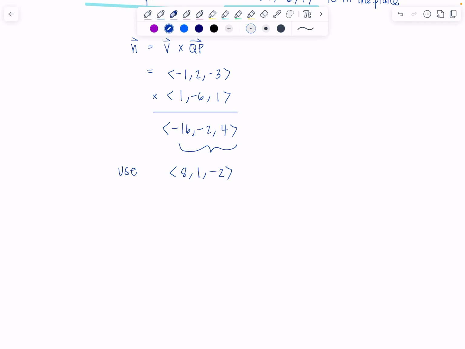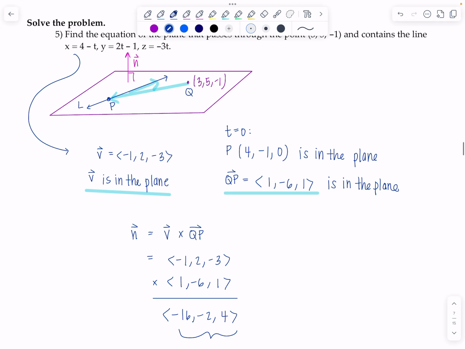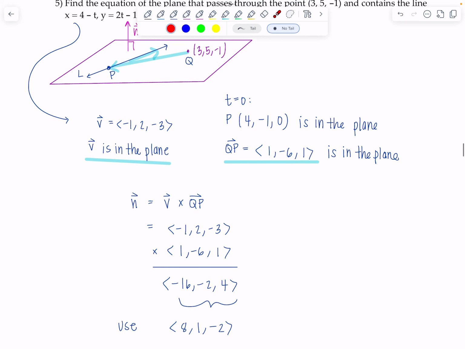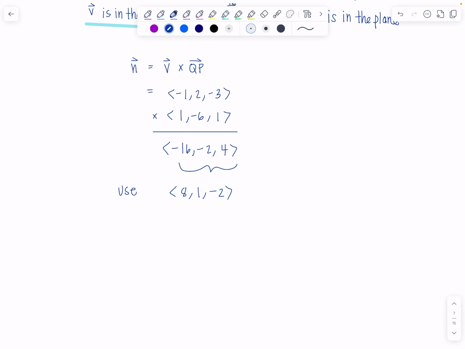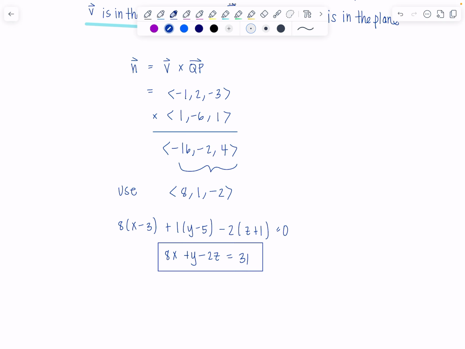So that's my normal. I need a point on the plane to write the equation. You can use this one. You can use this one. Have at it. I'll use the one they gave me. So 8 times (x - 3) plus 1 times (y - 5) minus 2 times (z + 1) is 0. So you end up with 8x + y - 2z = 31. Beautiful. Okay, halfway through.